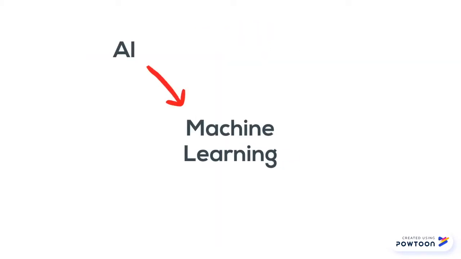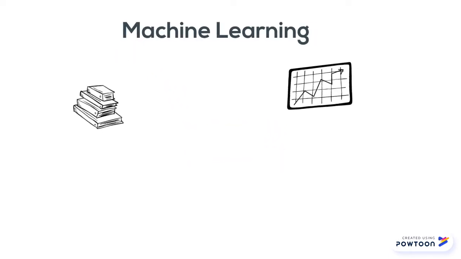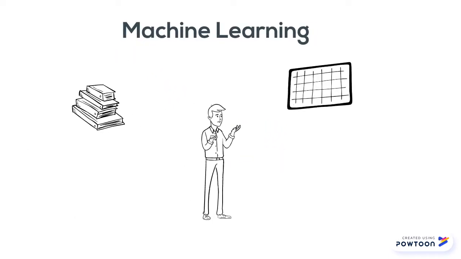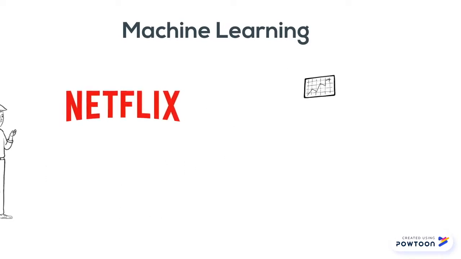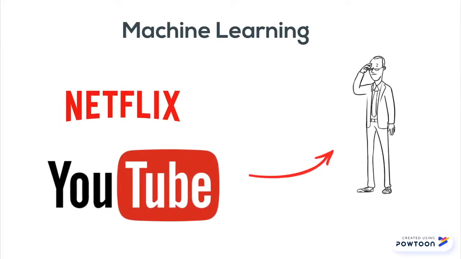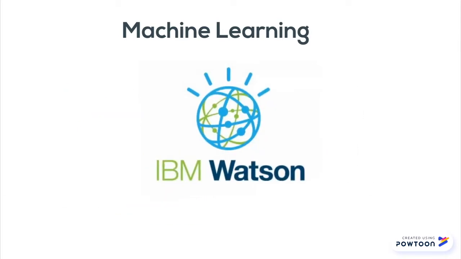Machine learning is a field of AI. It is about machines making better decisions based on data, knowledge, experience, and interaction. Machine learning is how Netflix and YouTube generate recommendations for us, or how IBM's Watson was supposed to give recommendations to doctors based on similar cases from the past.